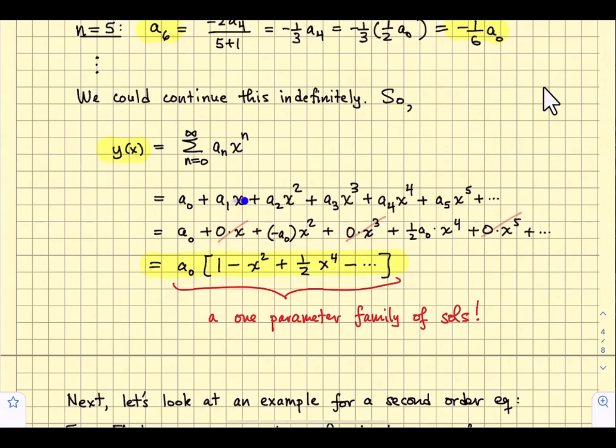And then we write it out in an expanded form like this. Now let's just substitute in what we know. We don't know anything about A0. We found that A1 was 0. We found that A2 above was negative A0. We found that A3 was 0. We found that A4 was 1/2 A0. We found that A5 was 0, and so on.